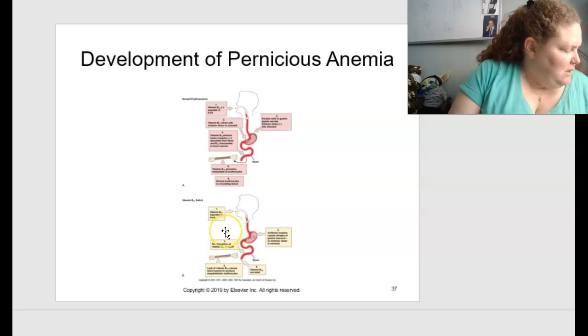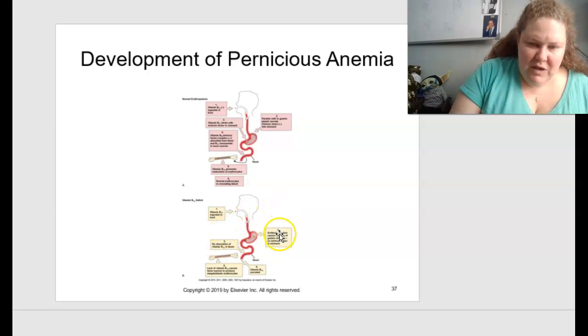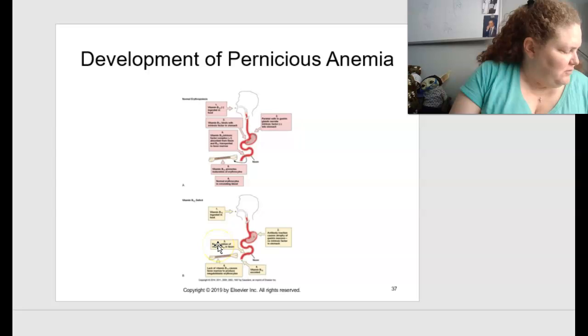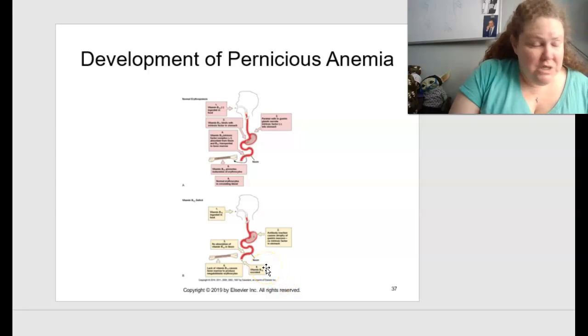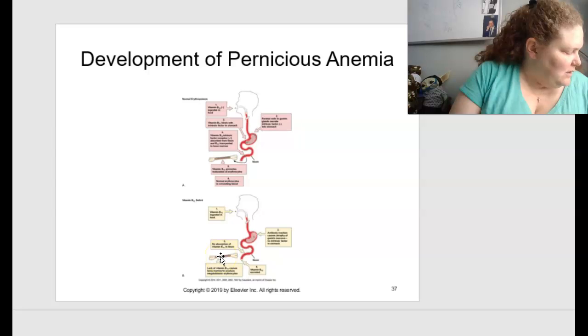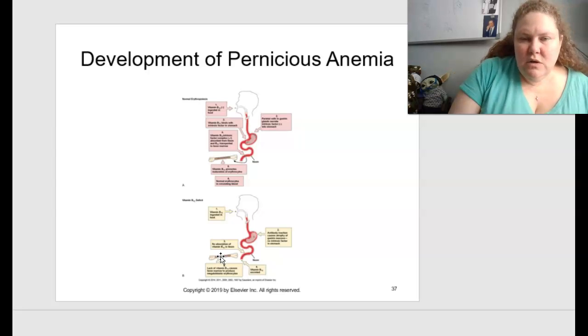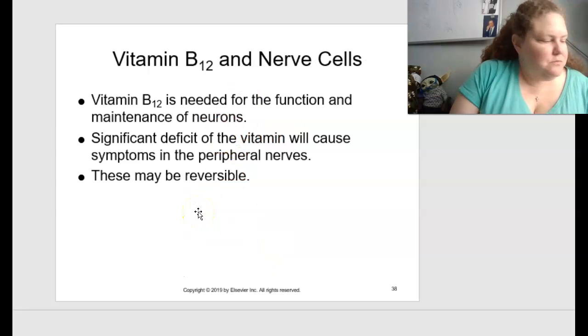And then in step 3, because we don't have those intrinsic factors in the stomach, we can't absorb the vitamin B12 in the ileum. And then the vitamin B12 is then going to just be excreted because we can't absorb it. And then that causes a lack of vitamin B12, which then is going to cause the bone marrow to produce megaloblastic erythrocytes. So that's how it can develop.